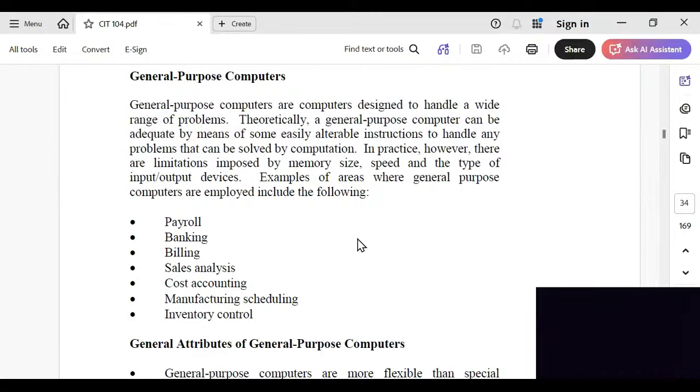So, guys, you are welcome to class. This is CIT104, which should be Introduction to Computers. And we are here tonight again to start something reasonable.